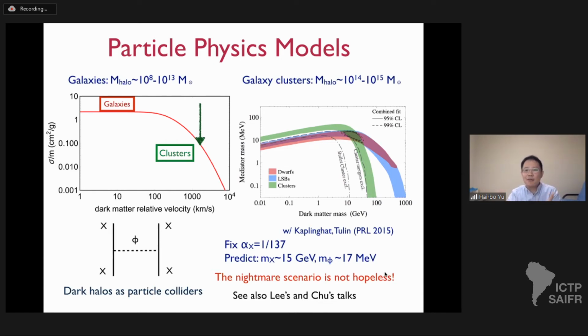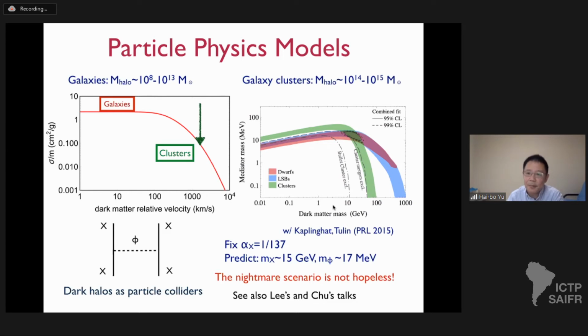This kind of measurement is independent of whether dark matter has self-interactions with standard model particles or not. So I would call this a nightmare scenario, but it's not hopeless. This is just one example to show you. You can vary those parameters, the coupling constant for example, or you can take a different model. I believe Lee and Chu have discussed alternative approaches to fitting those parameters.